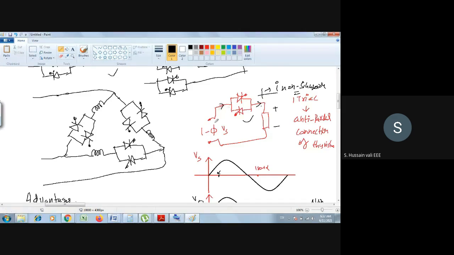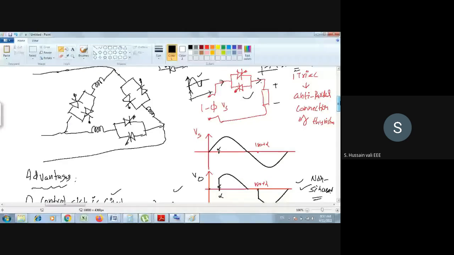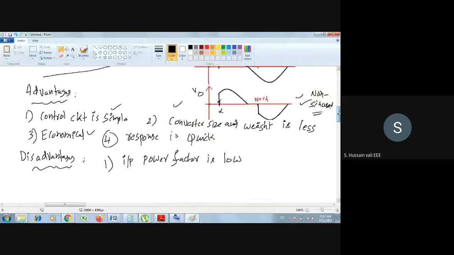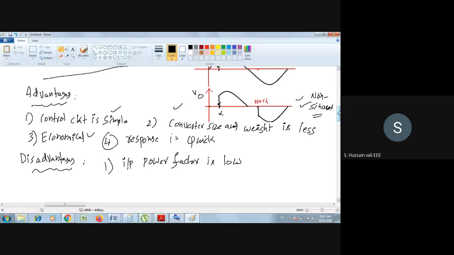So if it is non-sinusoidal, then if you draw the fundamental, I hope you know how to find out the power factor. You find the power factor from the phase difference between the supply voltage and the fundamental component of the supply current. As the supply current is non-sinusoidal, you have to take only the fundamental component of the supply current. You will see there is a phase difference between the voltage and current waveforms, which means the power factor is low. That is the conclusion.